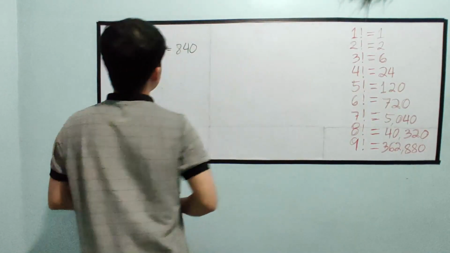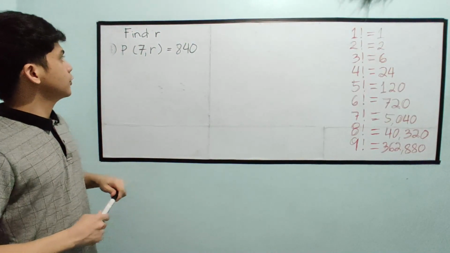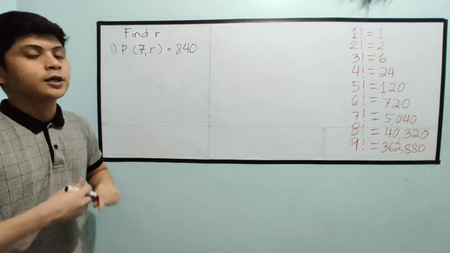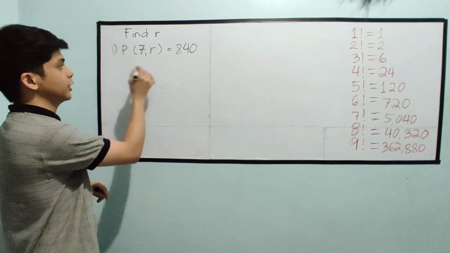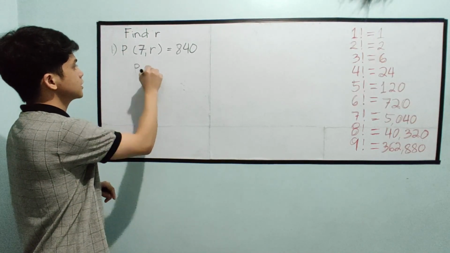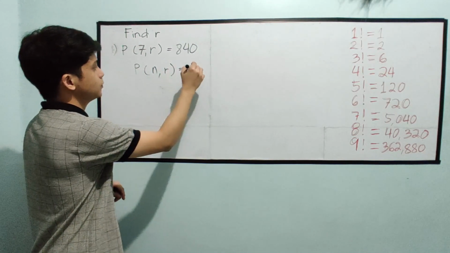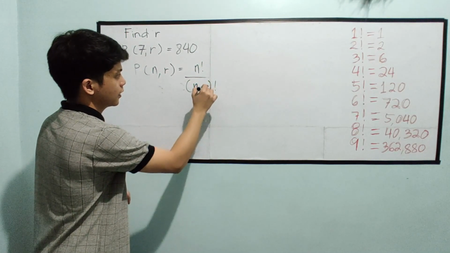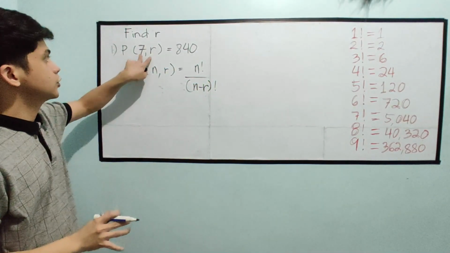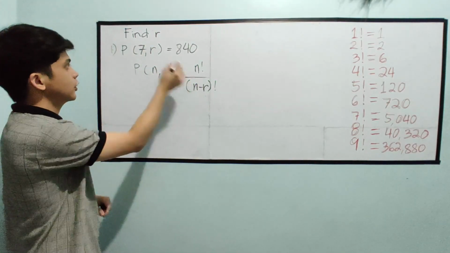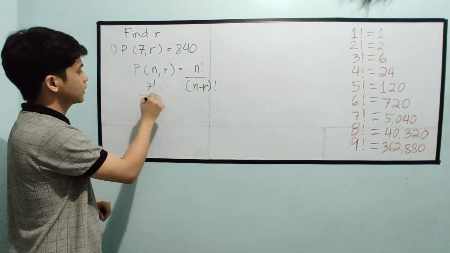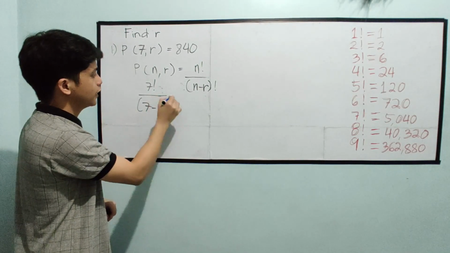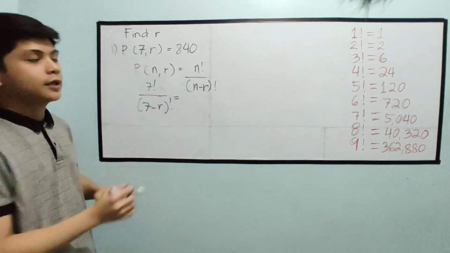So let's start. For example number 1, meron tayo dito permutation of 7 taken R is equal to 840. So first, sulat muna natin yung formula ng permutation. So yung formula niya is permutation of n taken R is equal to n factorial over n minus r factorial. Now, isa-substitute natin to sa formula natin. So, yung n natin is 7. Then, yung r natin is r lang. So, ito yung unknown. Then, equal siya sa 840.